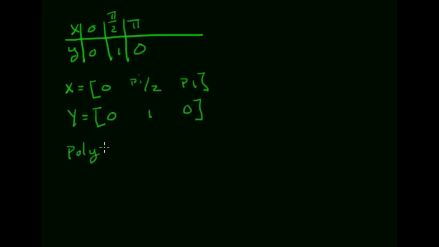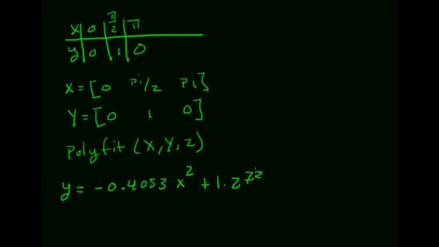Use the polyfit function for x, y, and 2, and the result is going to give you the coefficients for a quadratic in the form that you are accustomed to. So the quadratic you're going to get as a result should be negative 0.4053 x squared plus 1.2732 x, and the third coefficient comes up as 0, so there is no constant term here, which is interesting.